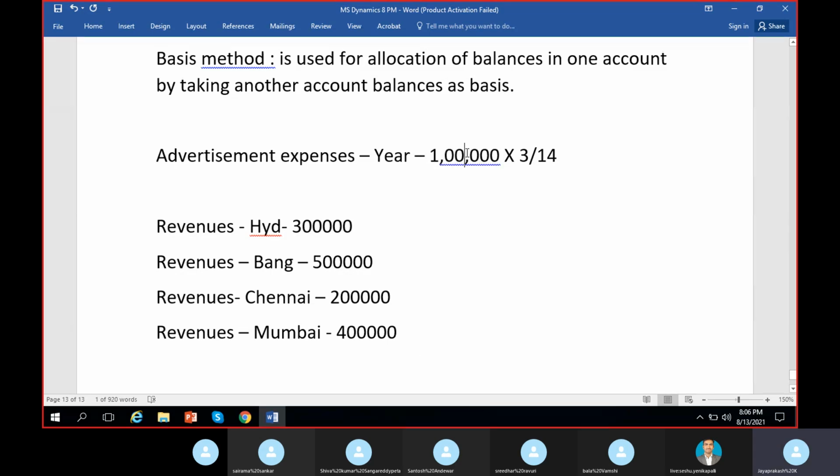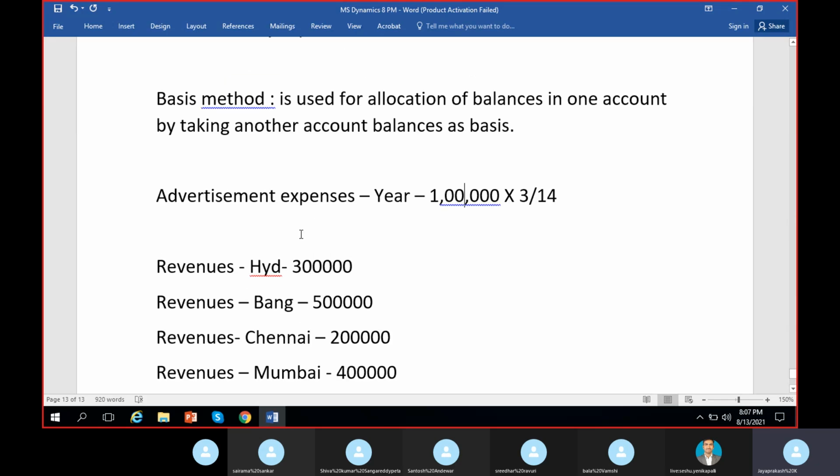So this 1 lakh we will now divide in the same ratio as the revenues are earned, whatever you can say. In the same way as revenues are earned by each business unit, advertisement expenses will also be apportioned or allocated between the business units or locations. That is our motto of the basis method.